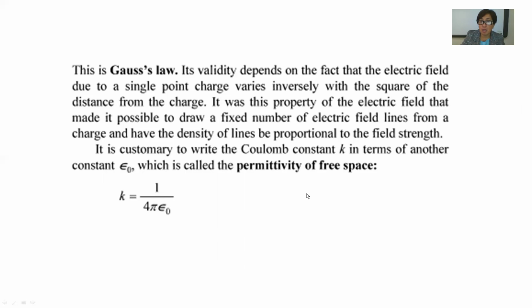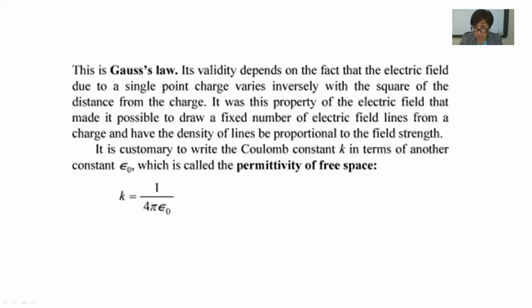And the permittivity of free space. K equals, and K is the Coulomb constant. The permittivity of free space is called epsilon 0, the electrical constant. K equals 1 divided by 4π epsilon 0. Epsilon 0 is the electrical constant.